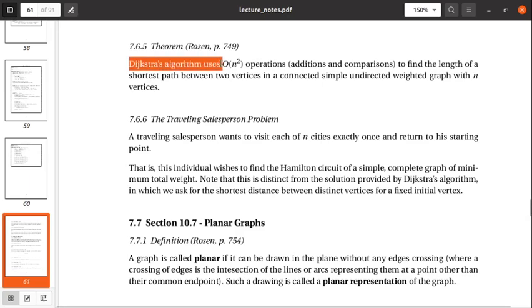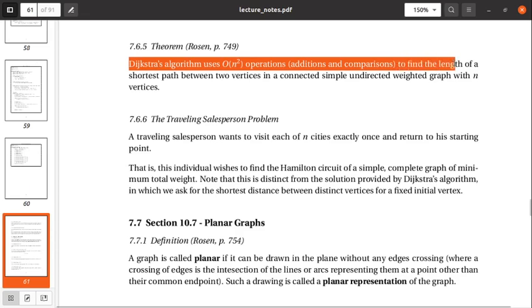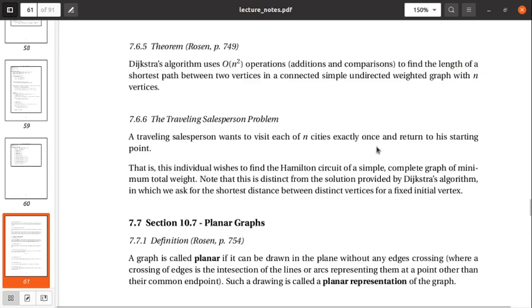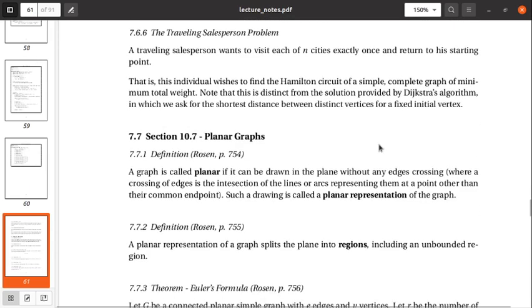Right? So Dijkstra's algorithm uses on the order of n squared operations, where n is going to be the number of vertices. It's proportional to vertices. But edges can also be considered proportional to vertices as well. Right? So that's additions and comparisons to find the length of a shortest path between two vertices in a connected, simple, undirected, weighted graph with n vertices. A lot of modifiers on that.